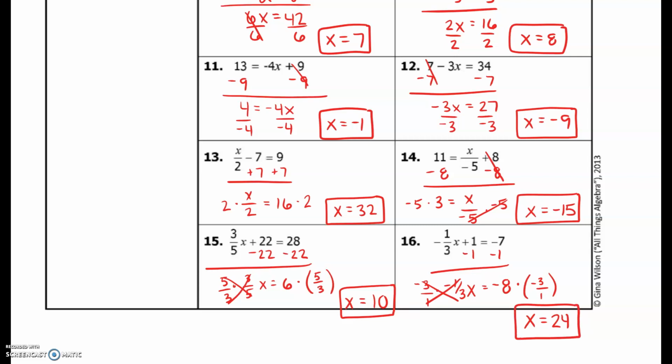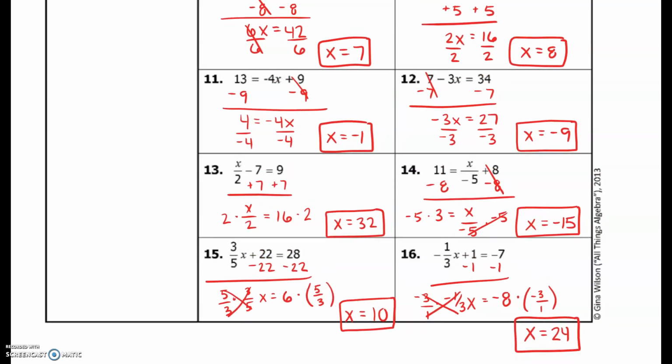Please utilize these examples in helping you to complete the two-step equation maze. Bring this paper back to class with you and we will learn more about equations next week.